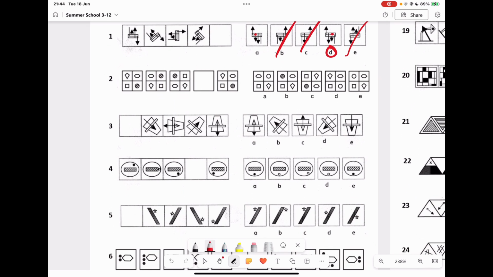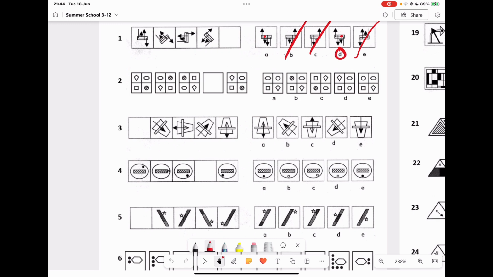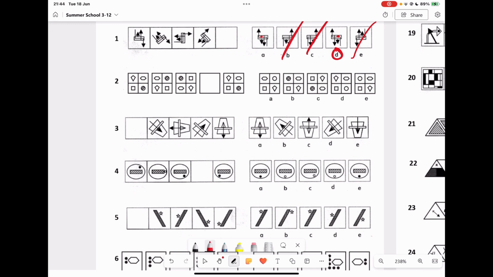Okay, question 2. This one's looking at the movement of shapes. So the shapes are quite simply just moving around, it seems. And yes, they are. So they're just moving one shape down and they're moving anti-clockwise. So considering that, we can expect the hexagon to be in the bottom right, the kite to be in the top right.